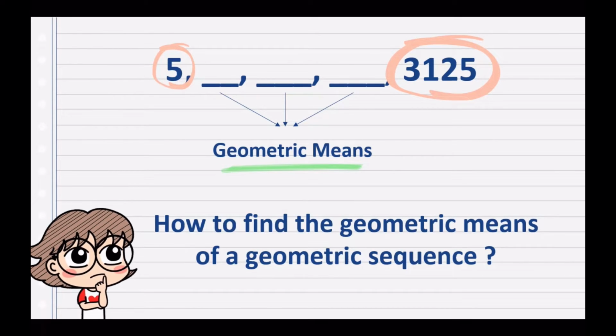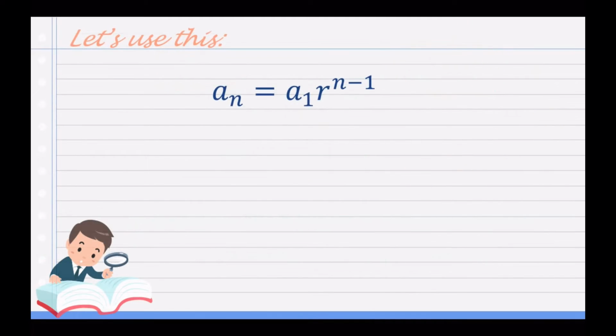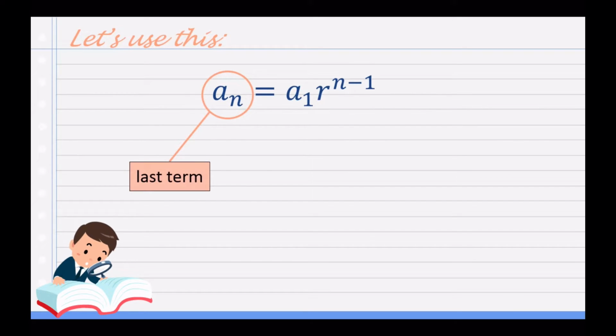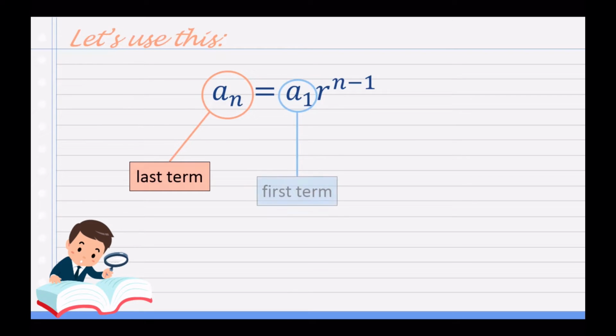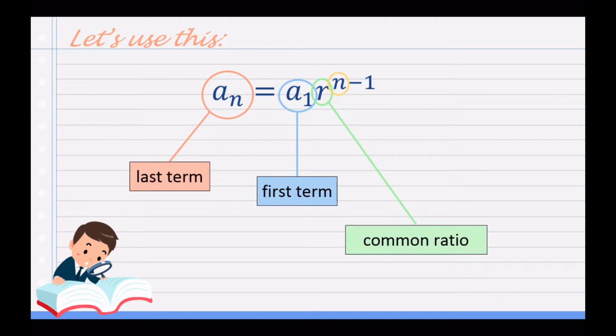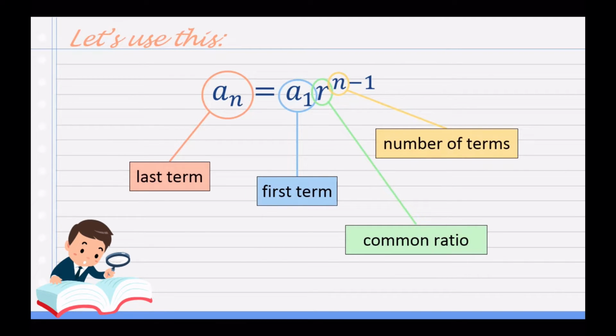So to find the geometric means of a geometric sequence, we will find the common ratio first using the formula a sub n is equal to a sub 1 times r raised to n minus 1 again. And this time, a sub n is the last term or the other given term aside from the first term. A sub 1 will still be the first term, r will still be the common ratio, and n will be the number of terms of the given geometric sequence.